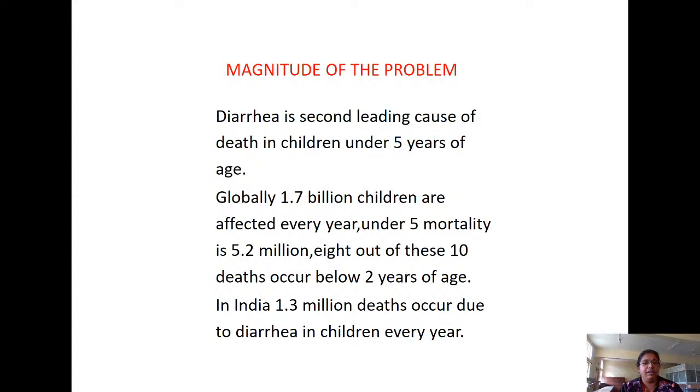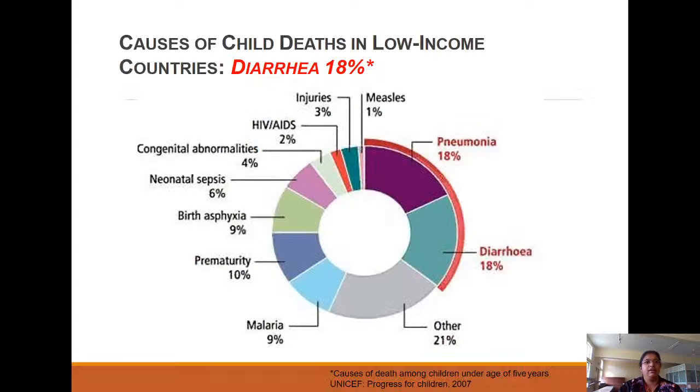Globally 1.7 billion children are affected every year and the under 5 mortality is very high, especially in children below 2 years of age. And in India every year we have 1.3 million deaths due to diarrhea in children. So the magnitude of the problem is that large. It is the second leading cause and a major contributor to under 5 mortality, especially in children below 2 years of age in a developing nation like ours.